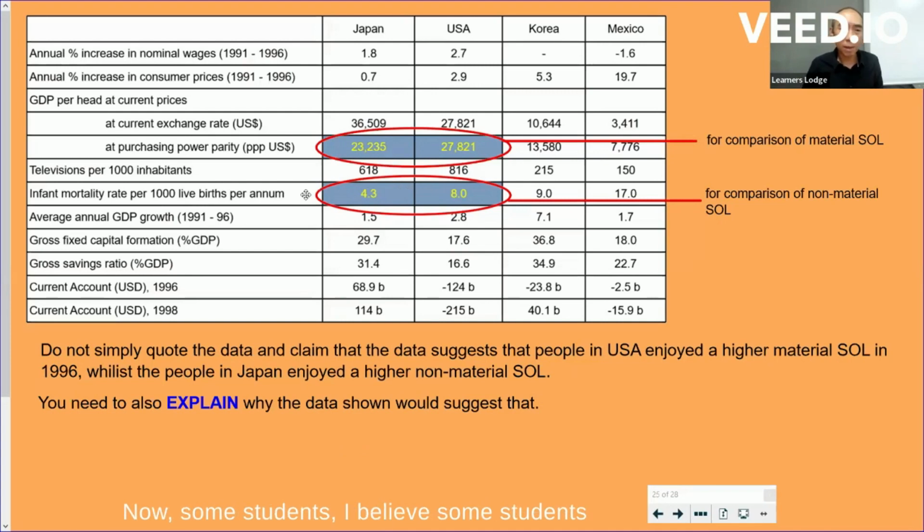Now, some students say, hey, how about this value here, televisions per 1,000 inhabitants? Would that be a suitable indicator to use? It can be, but there are a lot of problems with such an indicator. Number one, having more televisions per 1,000 inhabitants doesn't suggest too much about how much leisure time people have, because maybe Americans simply bought more televisions per 1,000 people. Whether or not they have had time to watch the television isn't recorded here. So that's issue number one.